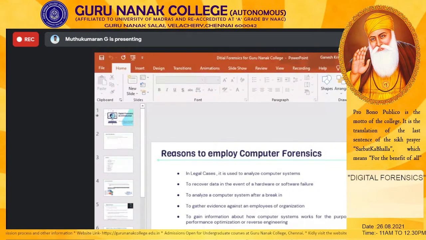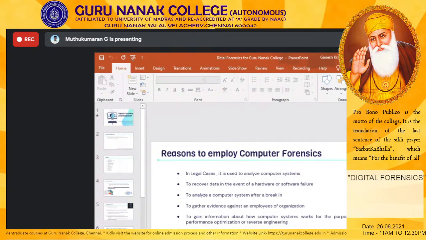So that the persons in the judicial system are able to understand it and then able to conclude or solve a crime. That is the utmost important goal of computer forensics, to solve legal crimes which are committed digitally.